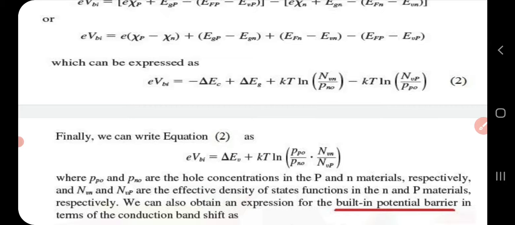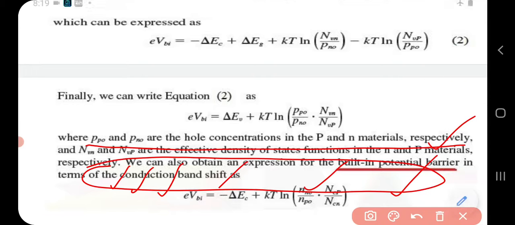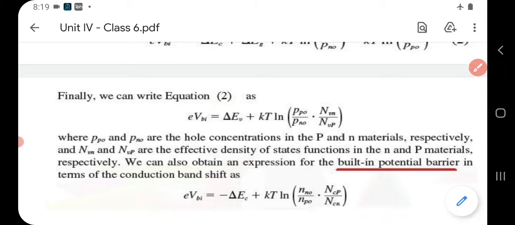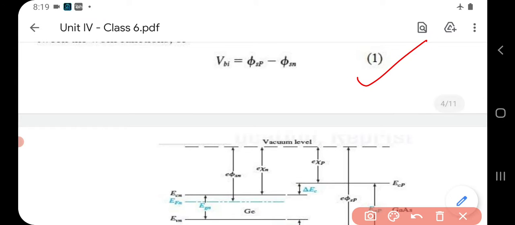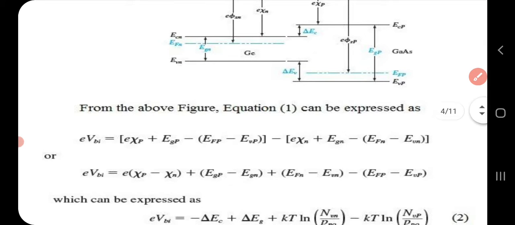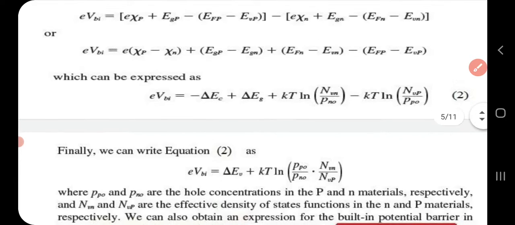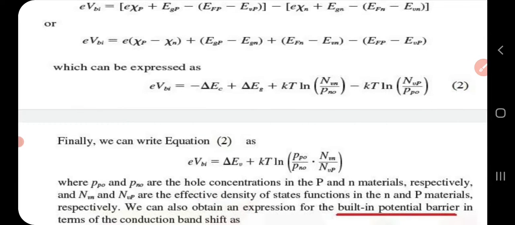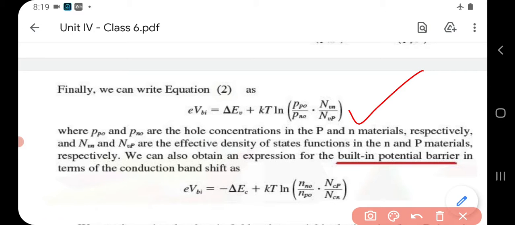Finally, we can write equation 2 as this one. So when you are writing, there is no need of writing all those equations because that will be difficult to study. So you can write equation 1. Then after drawing this figure, we can write from the above figure, equation 1 can be represented as this equation, and finally you can write that equation can again be modified into this one. Okay, that is enough.